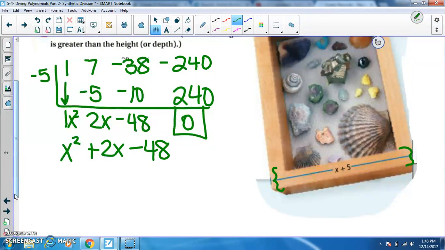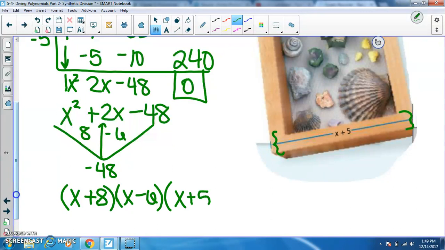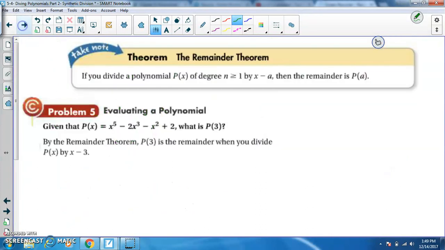So I would use the triangle, negative 48. What multiplies to negative 48 and adds to 2? And that would be 8 and negative 6. So I would have x plus 8 times x minus 6. And my last dimension would be x plus 5. So the dimensions of this box would be x plus 8 times x minus 6 times x plus 5.